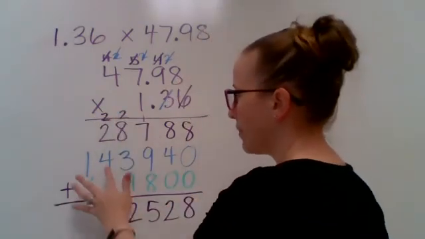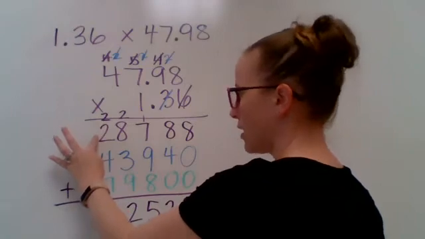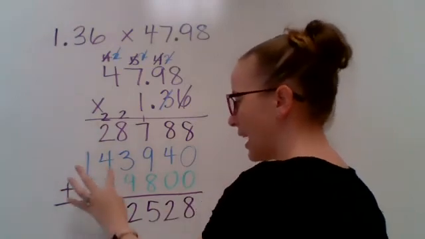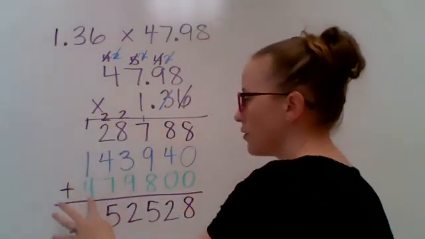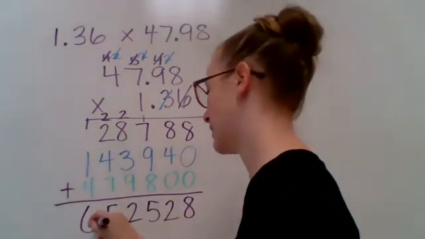Okay, I'm going to do 2 plus 2 is 4. 4 plus 4 is 8. And 8 plus 7 is 15. Regroup the 1. 4, 5, 6.